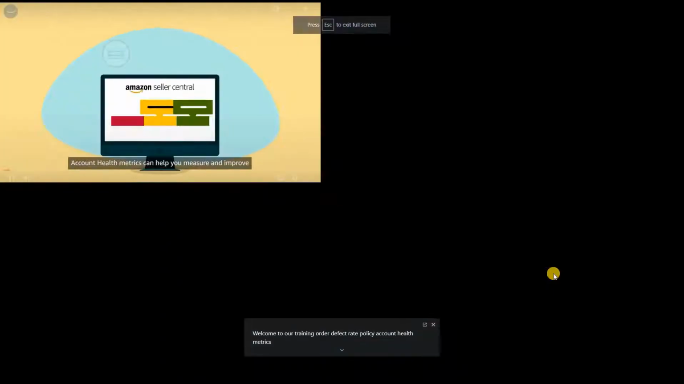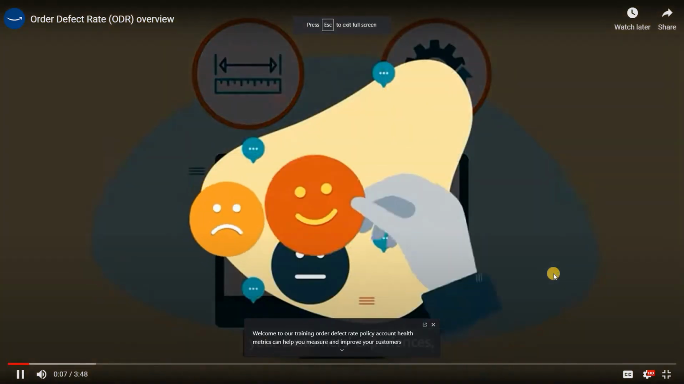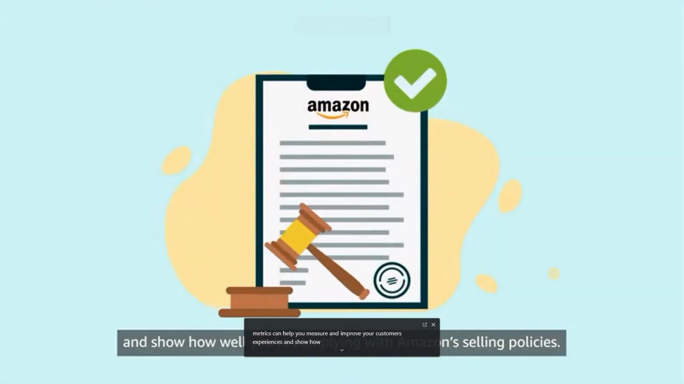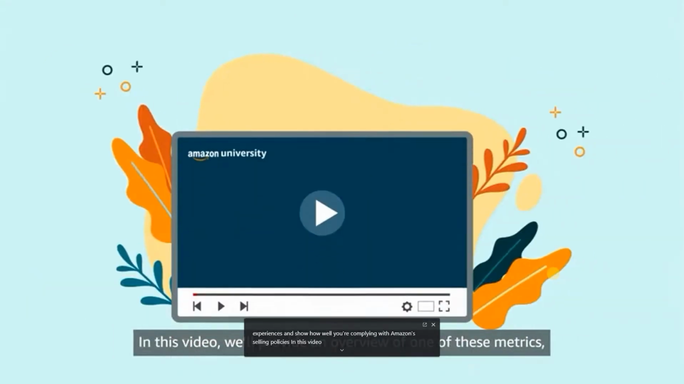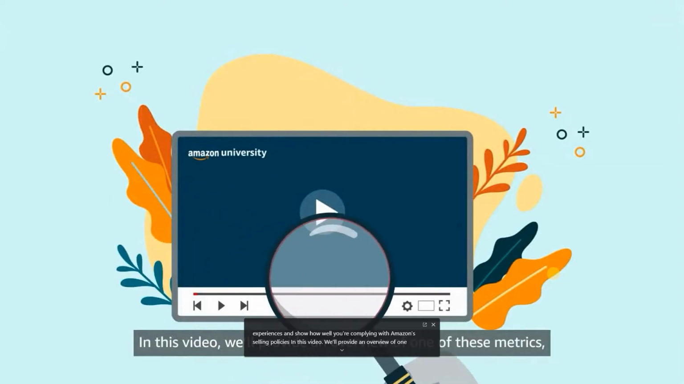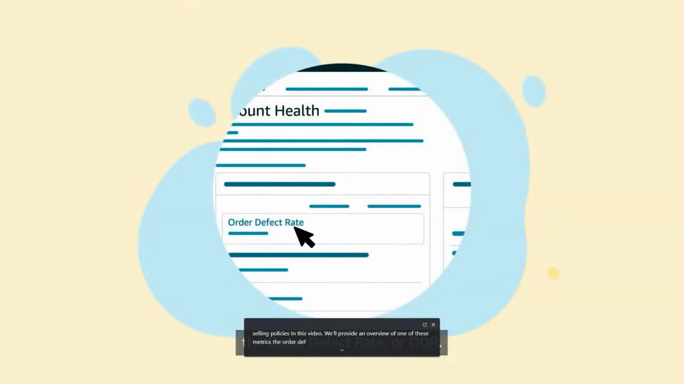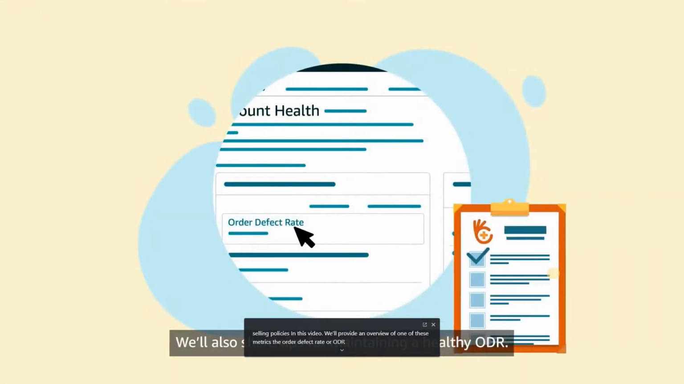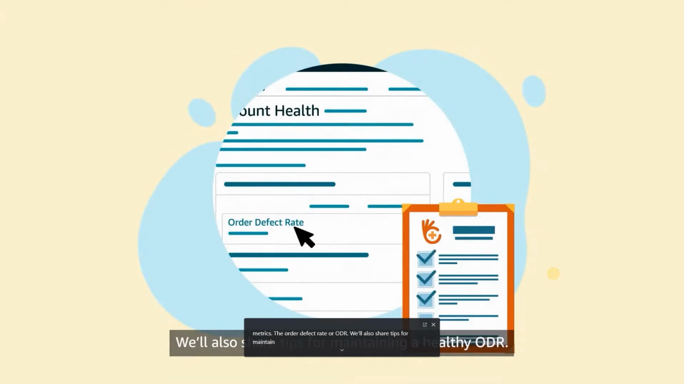Metrics can help you measure and improve your customers' experiences and show how well you're complying with Amazon's selling policies. In this video, we'll provide an overview of one of these metrics, the order defect rate, or ODR. We'll also share tips for maintaining a healthy ODR.